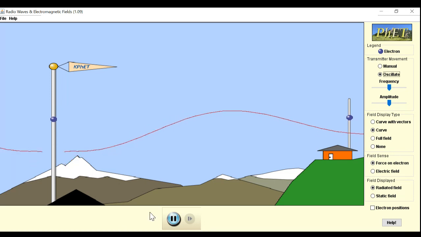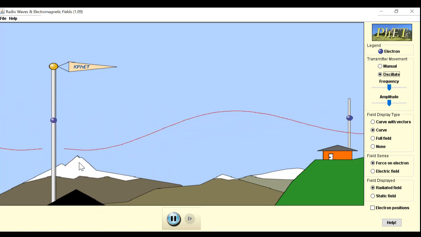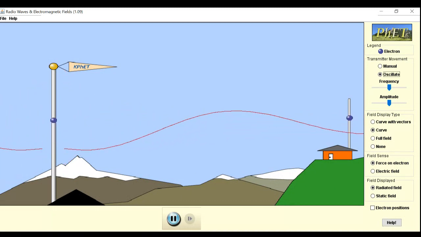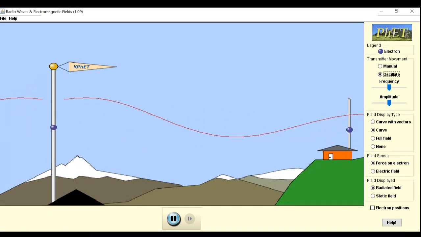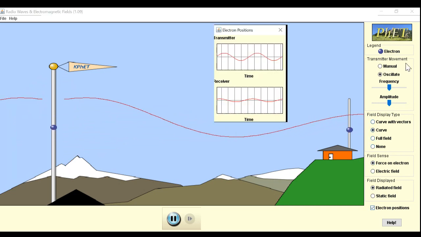Just to show you, if I change the frequency of the oscillation of the original electron, we should see a change in frequency of the electron that receives the radio wave as well. I'll just pull up a little graph to show you this too.